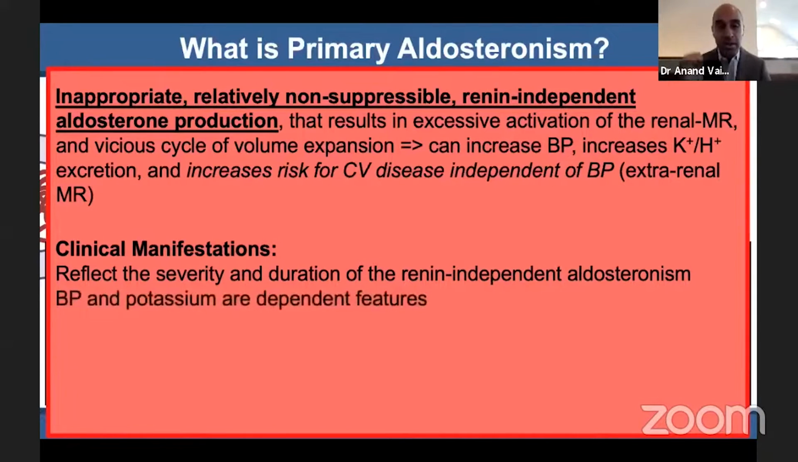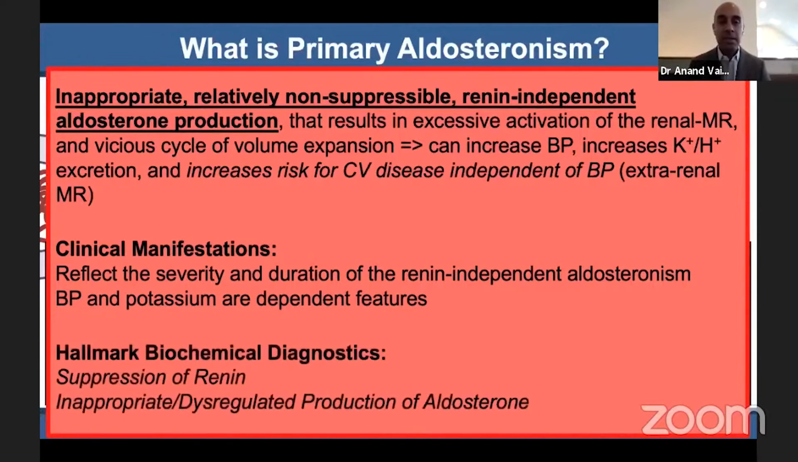So I think one important point here is that blood pressure and potassium are dependent features. A patient with primary aldosteronism does not need to have severe hypertension or hypokalemia. In fact, the blood pressure and potassium will change day to day depending on how much distal sodium delivery there is. So if you eat a high sodium diet, this will be worse. If you restrict sodium, you can improve these features. But the hallmark biochemical features are suppression of renin, and when renin is suppressed, an inappropriate and dysregulated production of aldosterone. This inappropriate aldosterone production, and the interpretation that varies from person to person and place to place, is what we will focus on today.